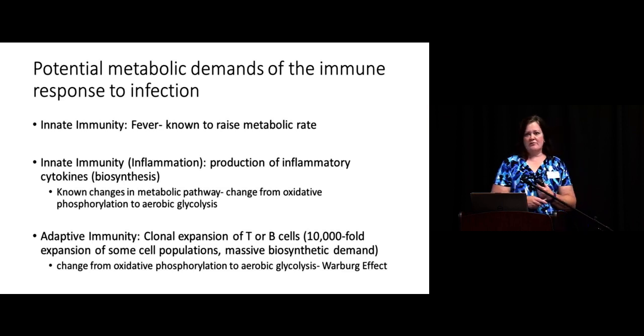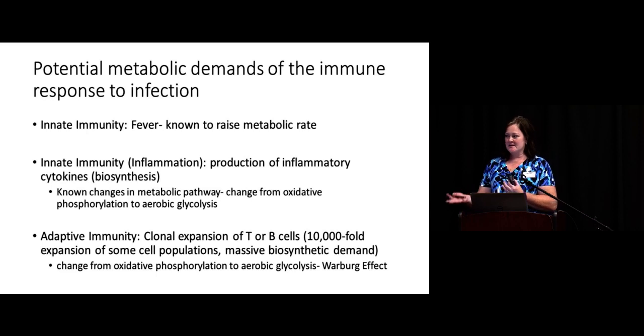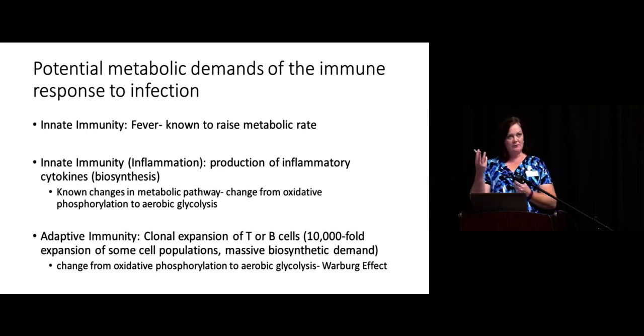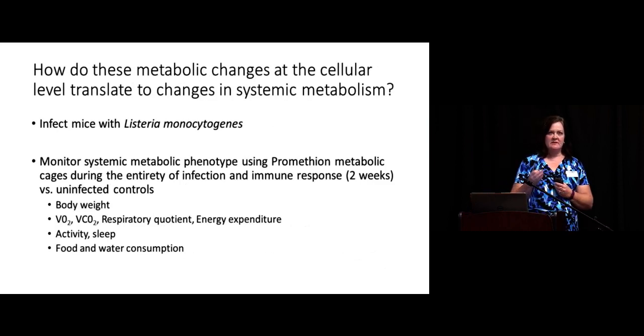We also know that the adaptive immune response is incredibly biosynthetically demanding in that one clone of a T cell or a B cell can expand up to 10,000-fold to make an army to fight a specific pathogen. And so that should theoretically bring with it a significant metabolic demand. However, we don't really have a good idea of how those things fit together in space and time.